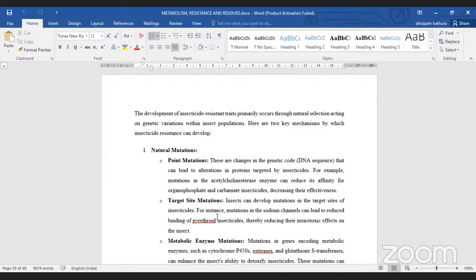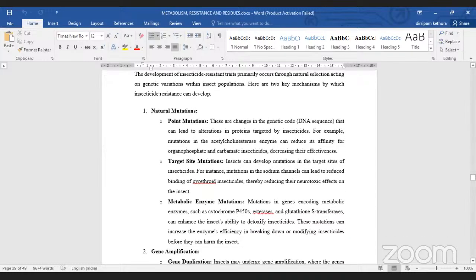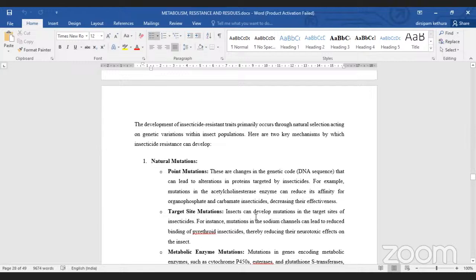The first one is natural mutations. And the second one is gene amplification. What is a natural mutation? We all know that natural mutations are also called spontaneous mutations. In our lower classes, we have studied the importance of mutations, where these are spontaneous mutations. These can occur naturally by replication errors, by frame shift mutations, point mutations, etc.